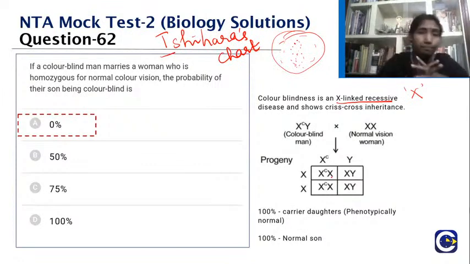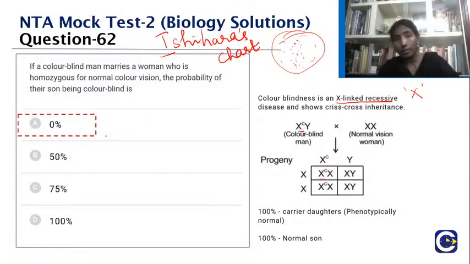It's not 50%, because only one X is defective. The other X is normal. Both are not colorblind; the father is the only one colorblind. So how could it be 50%? It is rather 0%. Here they are asking about the son, not the daughter. If they asked about the daughter, you could give the answer 50%. But here they are asking about the son, so the answer is 0%. Yes, excellent children, you have given the right answer.